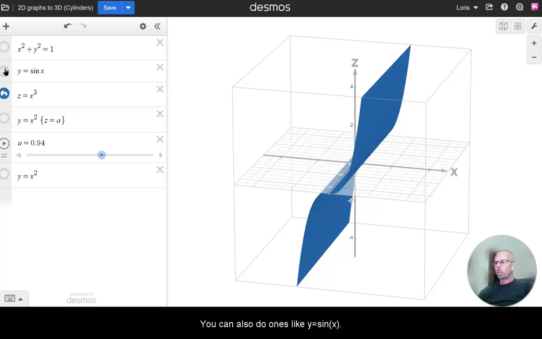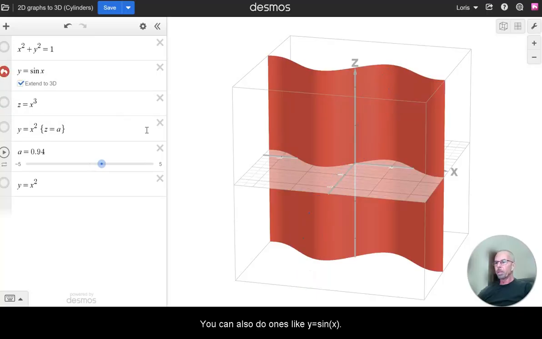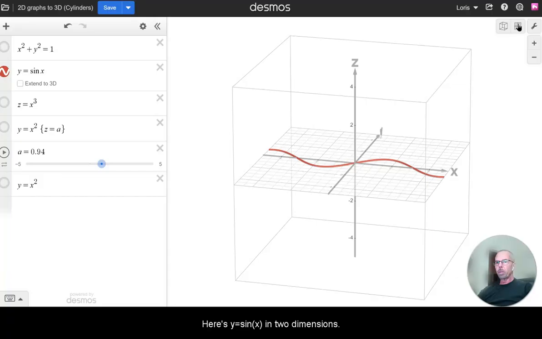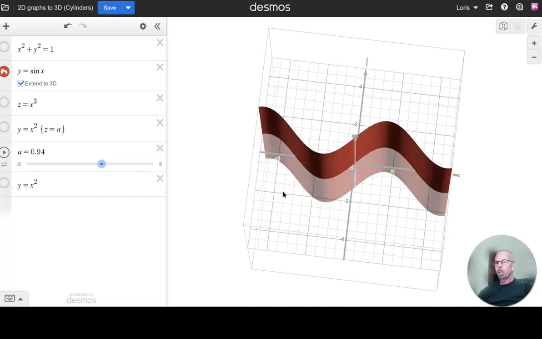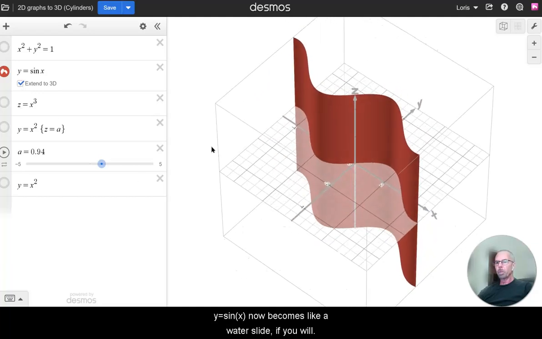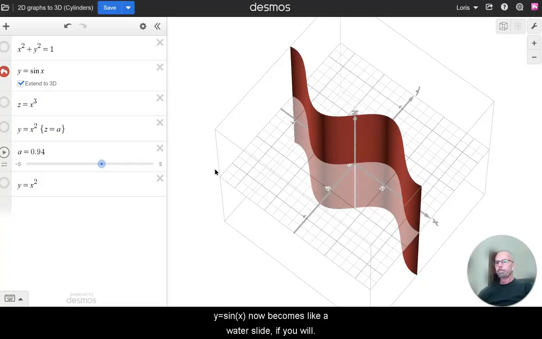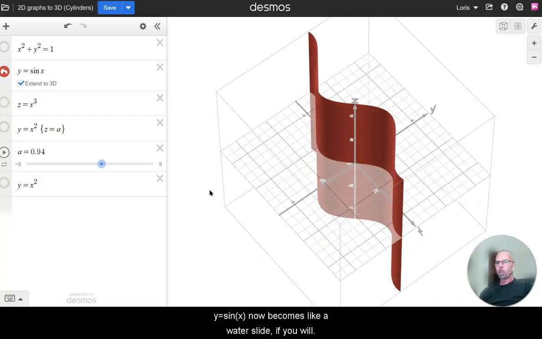You can also do ones like y equals sine of x. Here's y equals sine of x in 2 dimensions. Extend it to 3D. It now becomes like a water slide, if you will.